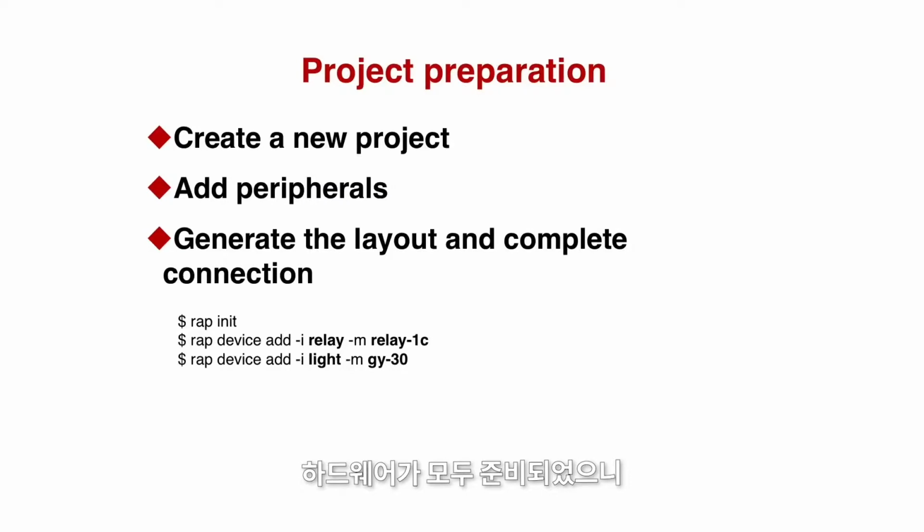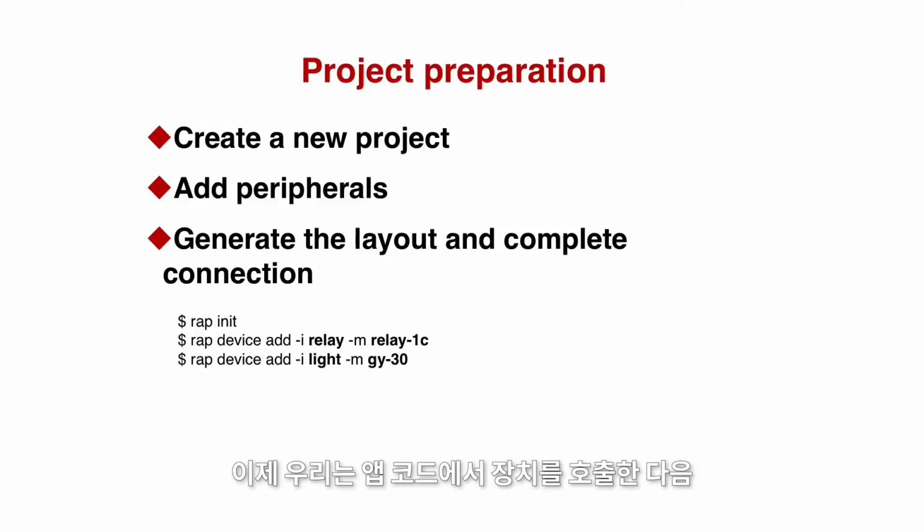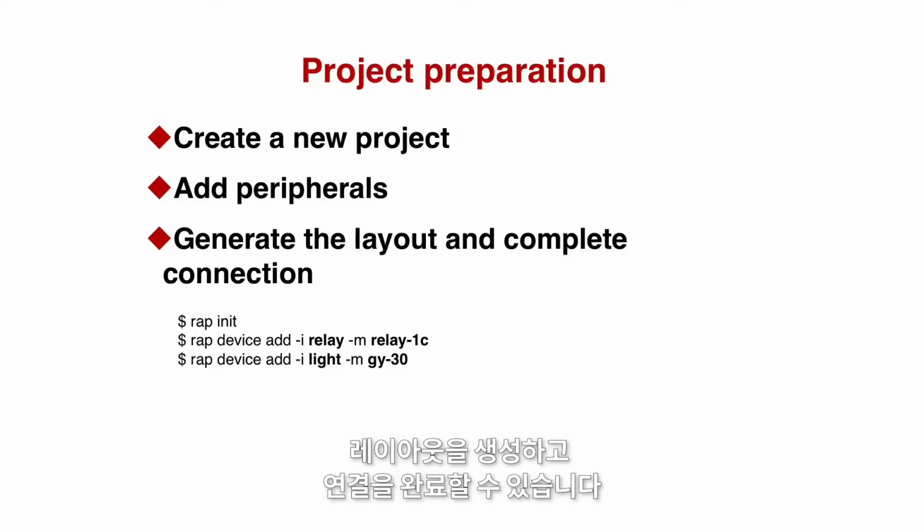After we have prepared all the hardware, we need to prepare a software Ruff application. First, like what we did before, we need to create a new project and add 2 devices. The 2 devices are the relay module, whose model is Relay 1C, and the light sensor module, whose model is GY30. I named them Relay and Light, respectively. Here, we may call the device in our application code, and then generate the layout and finish connection.